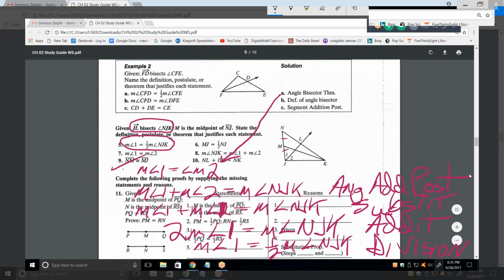Actually, I needed 6. There's a given before this. In other words, that's really statement 2. Statement 1 would be the given. Statement 2 would be the angle bisector theorem. And then the rest of them. That was a 6-line, 2-column proof. State the definition, postulate, or theorem that justifies each statement? Wow.